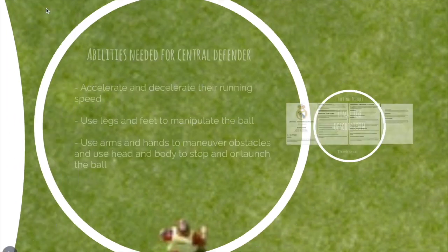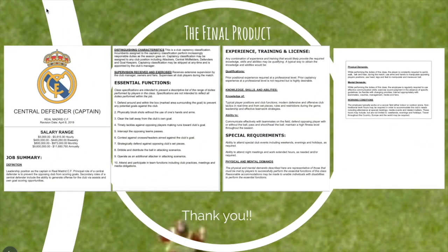And now with that, we have created a framework for a comprehensive job description using an observational job analysis. Through a job analysis, we were able to create a job description with sections including the job title, the salary range, summary, essential functions, qualifications, and knowledge, skills, and abilities.